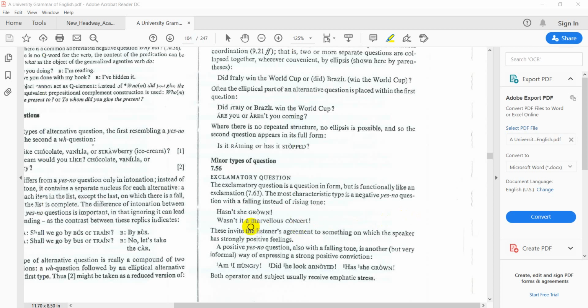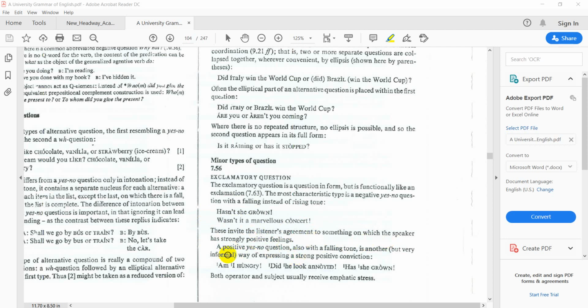Okay, hasn't she grown? Hasn't she grown? Wasn't it a marvelous concert? Since it is an exclamation, these invite the listener's agreement to something. So we seek the listener's agreement on which the speaker has a strongly positive feeling about it.